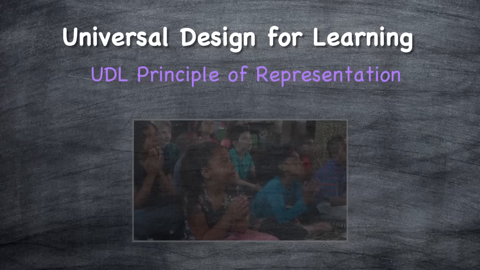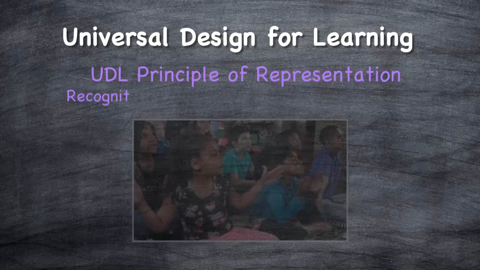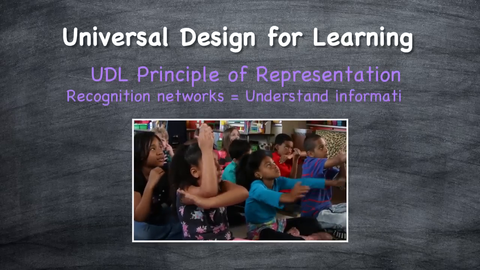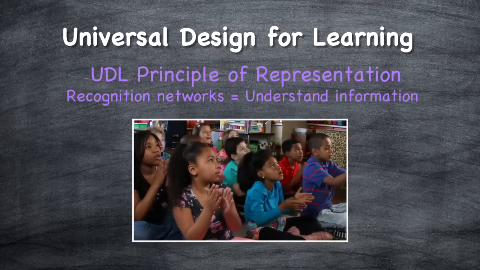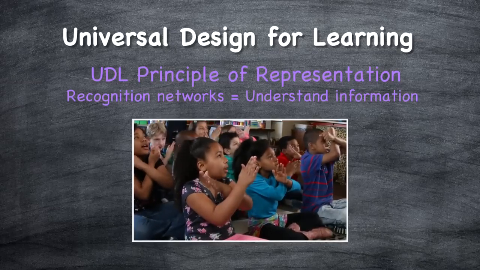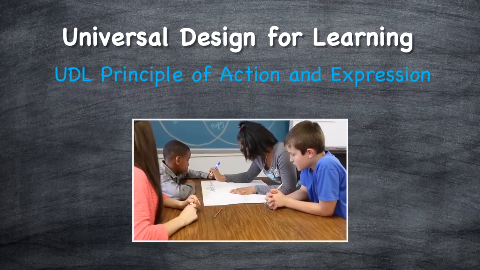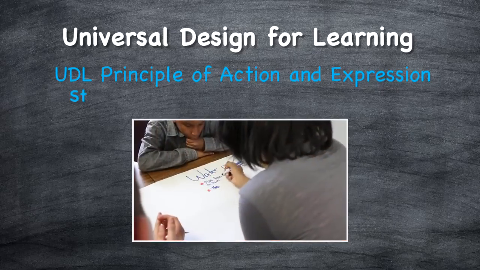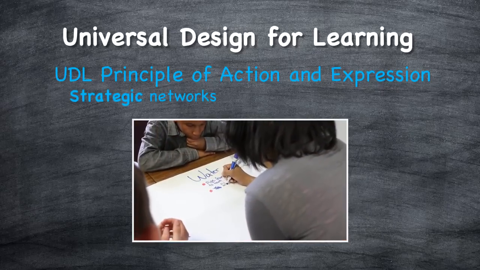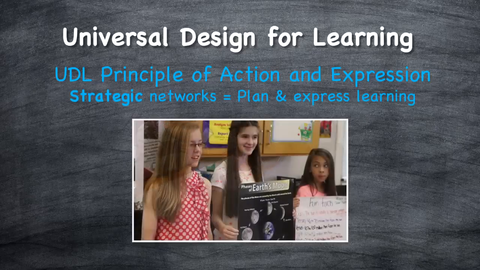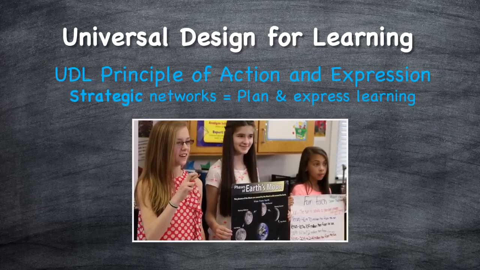The UDL principle of representation corresponds to the recognition networks, the parts of the brain that understand vocabulary, concepts, and new information. And the UDL principle of action and expression corresponds to the strategic networks, the parts of the brain that students use to plan their own learning, to show what they've learned, and to express themselves.